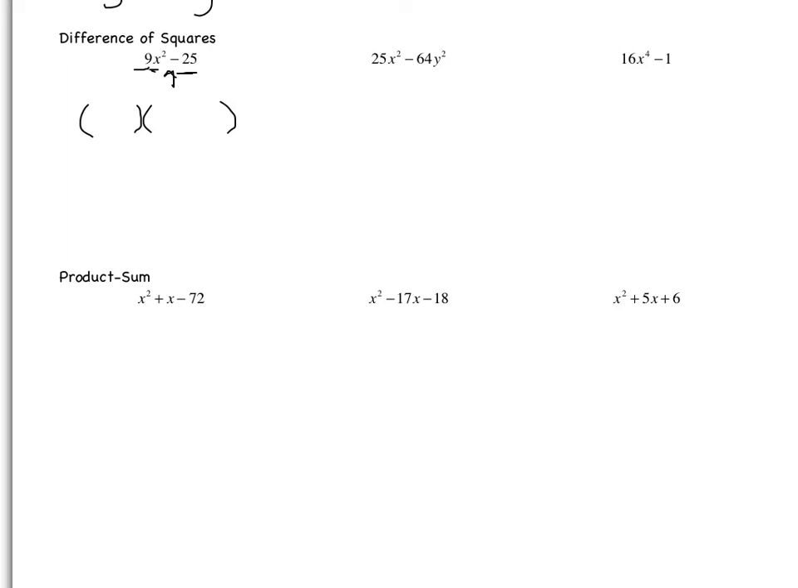Now I need to take the square root of 9x squared. I get 3x and 3x. 3x multiplied by 3x is 9x squared. So that should make sense. From the 25, I have a 5 and a 5. And then I get 1 addition and 1 subtraction. And that's the final answer. If I were to multiply that out, I would get 9x squared subtract 25. Okay, let's look at the next one.